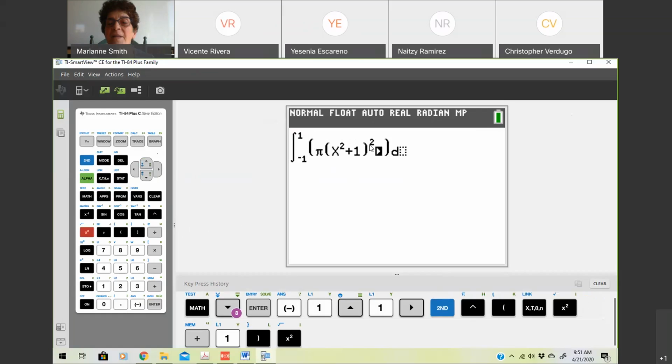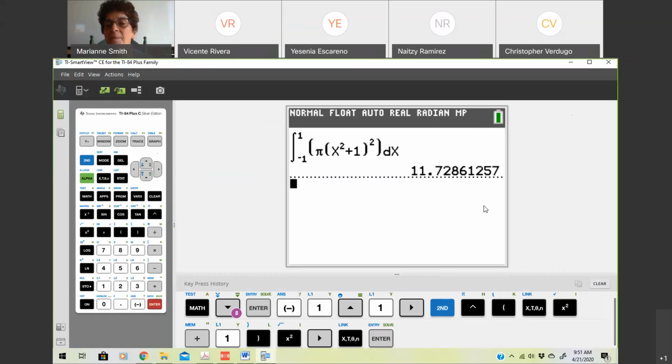Close the parentheses, square the whole function, right? So again, this is like the circular base of my cylinders, my discs, okay? And the dx is like the height of them, so make sure you put your x over here. So these are the volumes of all the little cylinders I'm stacking up, and I'm just going to hit enter, and I get the same approximation.